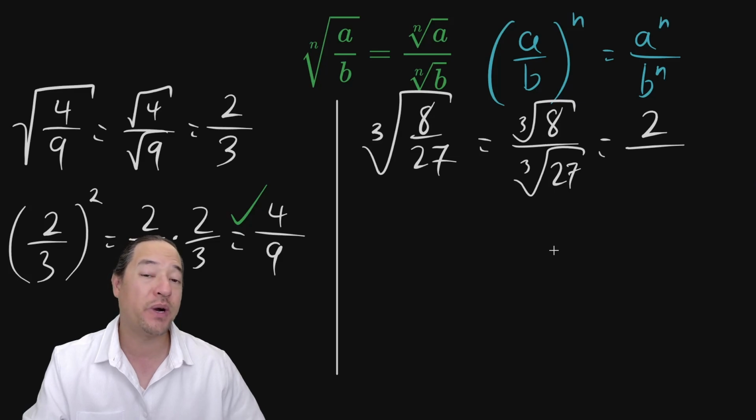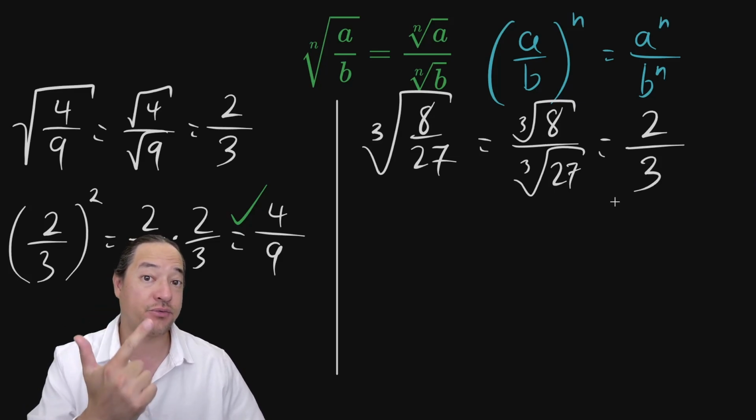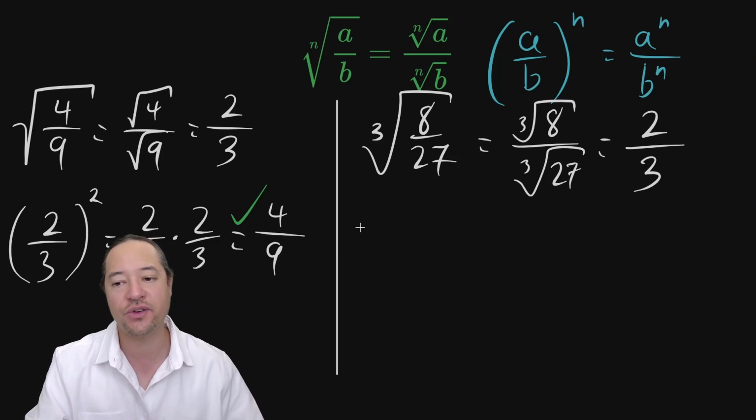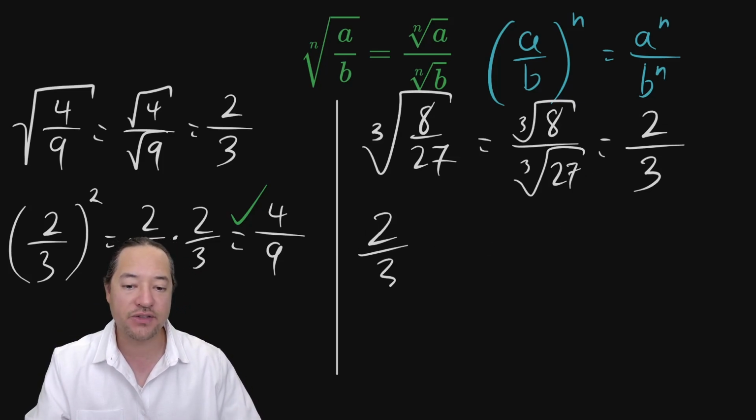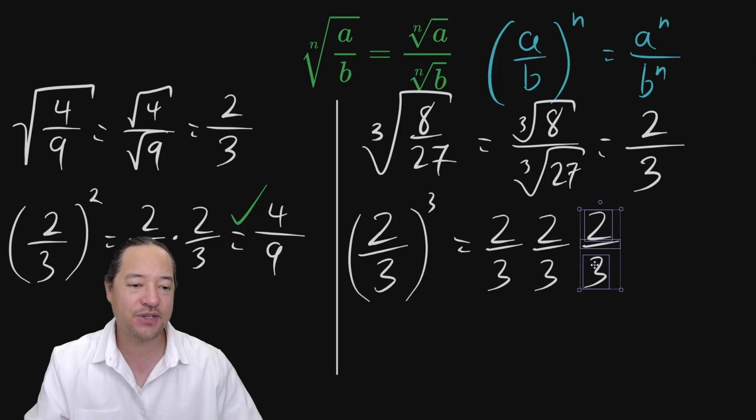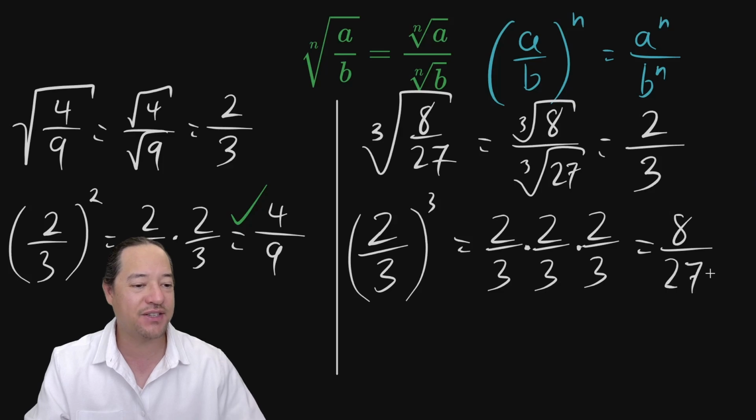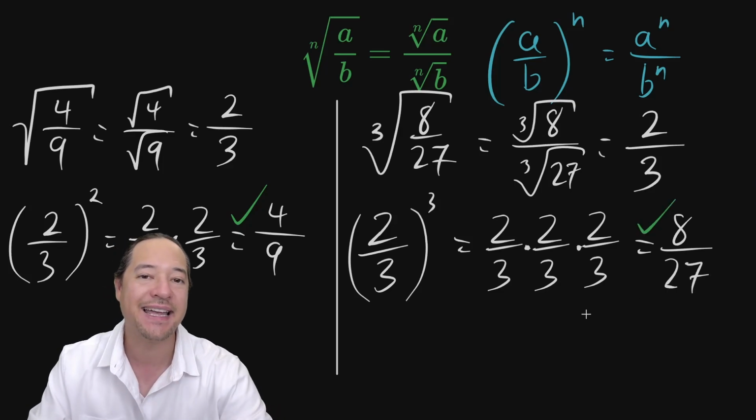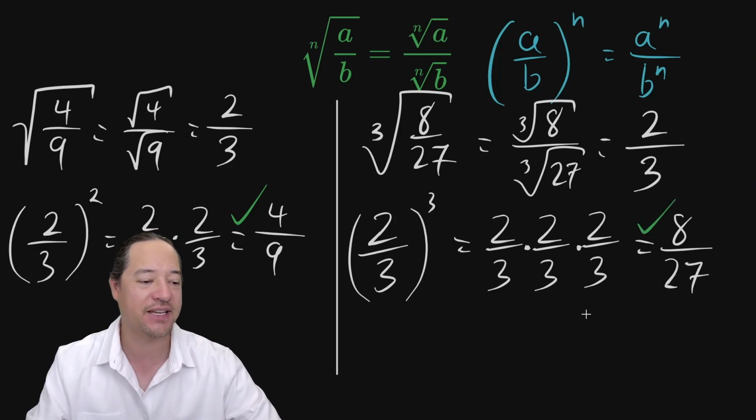And the cube root of 27 is going to be a 3, right? 3 times 3 is 9, times 3 is 27. So 2/3. And we could cube this, right? We could take 2/3 cubed, and sure enough, this will be the same as 2/3 times 2/3 times 2/3. And 2 times 2 times 2 is 8, and 3 times 3 times 3 is 27. So it works out. Let's look at the next rule.